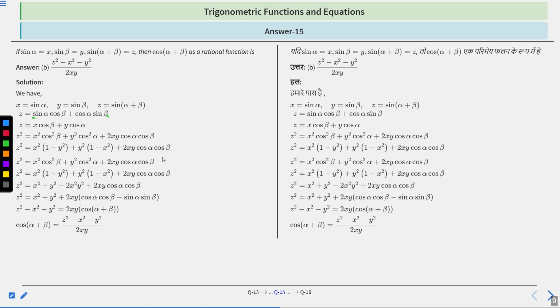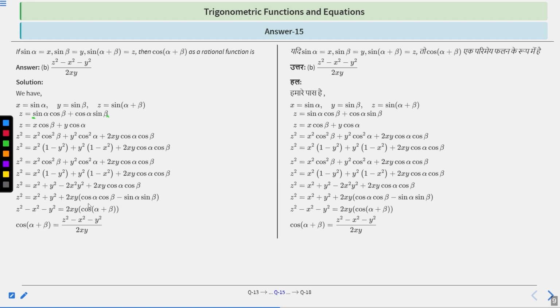Now, z square is equal to x square into cos square beta plus y square into cos square alpha plus 2xy cos alpha cos beta. Therefore, z square is equal to x square into 1 minus y square plus y square into 1 minus x square plus 2xy into cos alpha cos beta. Therefore, z square is basically equal to x square plus y square minus 2x square y square plus 2xy cos alpha cos beta. So, z square is equal to x square plus y square plus 2xy into cos alpha cos beta minus sin alpha sin beta, right? We have replaced one x with sin alpha and one y with sin beta.